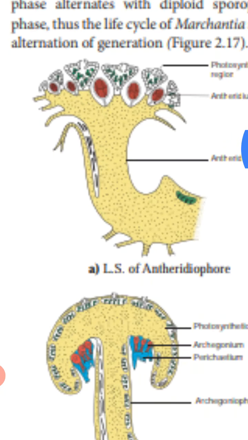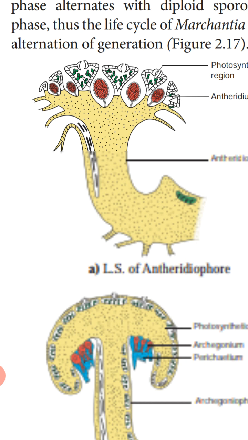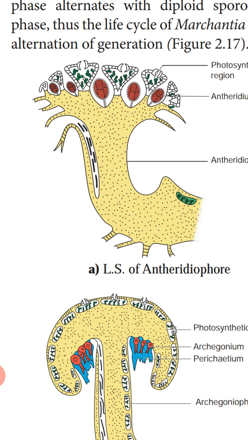Here you can see the diagram, the LS of the antheridiophore. The stalk bearing the male reproductive organ is called the antheridiophore, and you can see antheridia present between the photosynthetic pigments. These antheridia contain numerous male gametes.